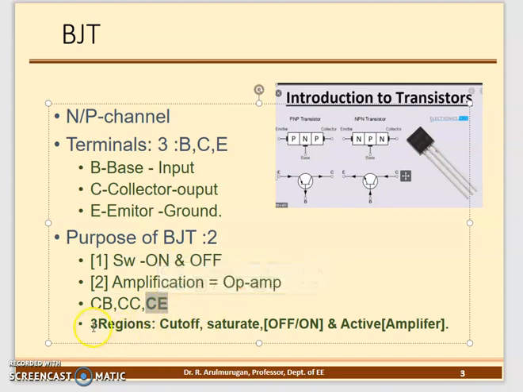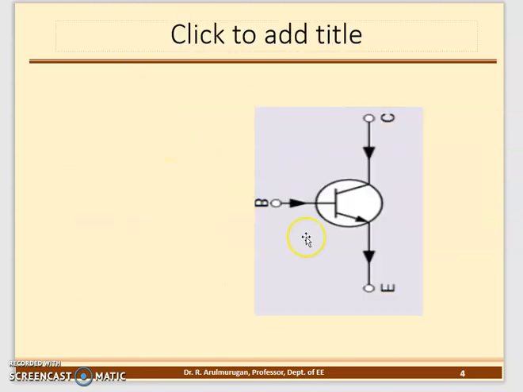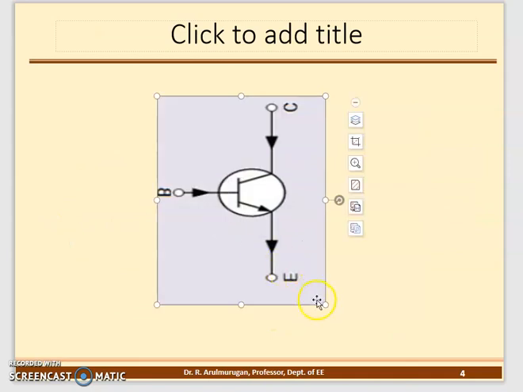Okay, there are three regions you have to know in a transistor. If you attend an interview, they will ask what the regions are: cut off region, saturation region, and active region. Cut off is the off period, saturation is the on period, and active region is amplification. This is a general introduction about the transistor. Further, we will continue.